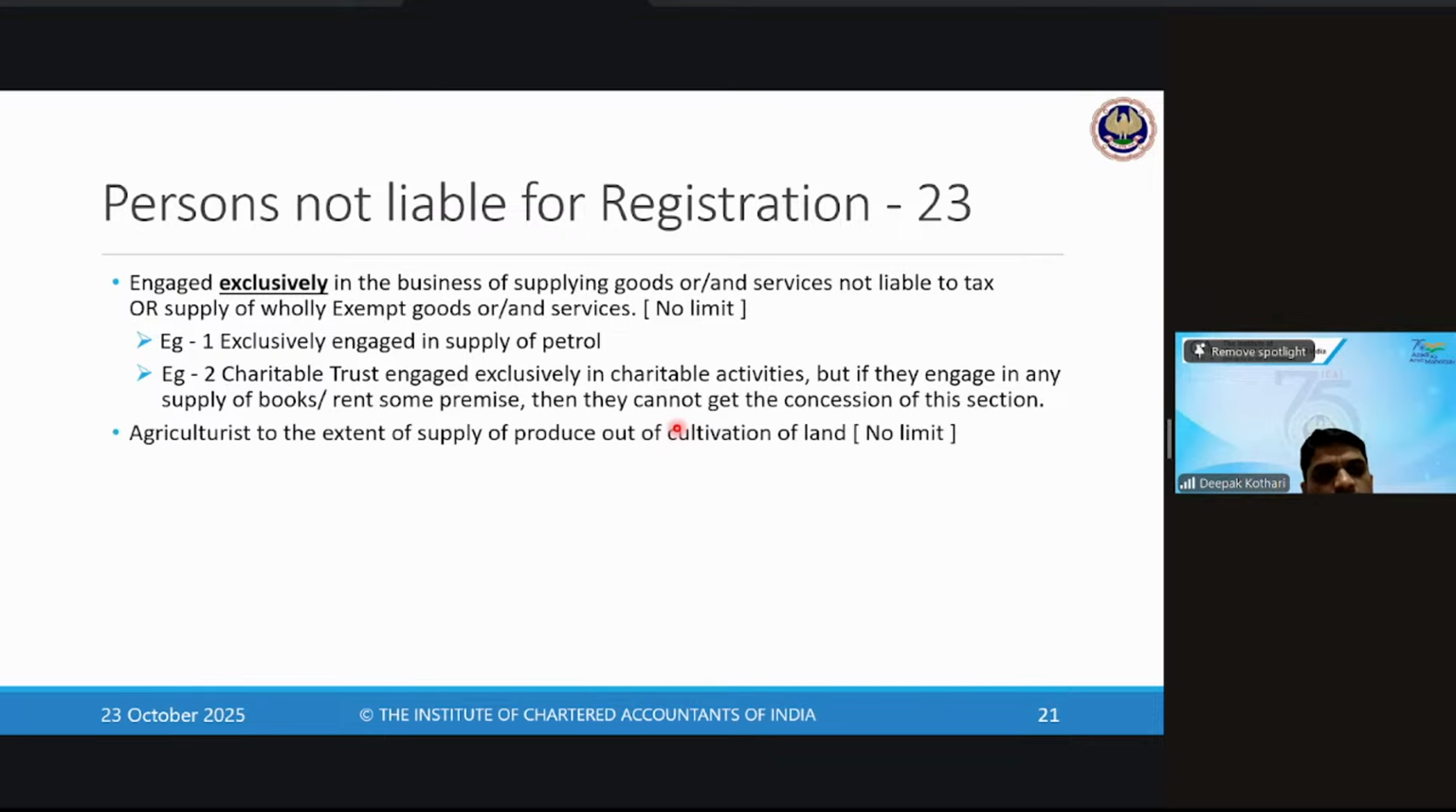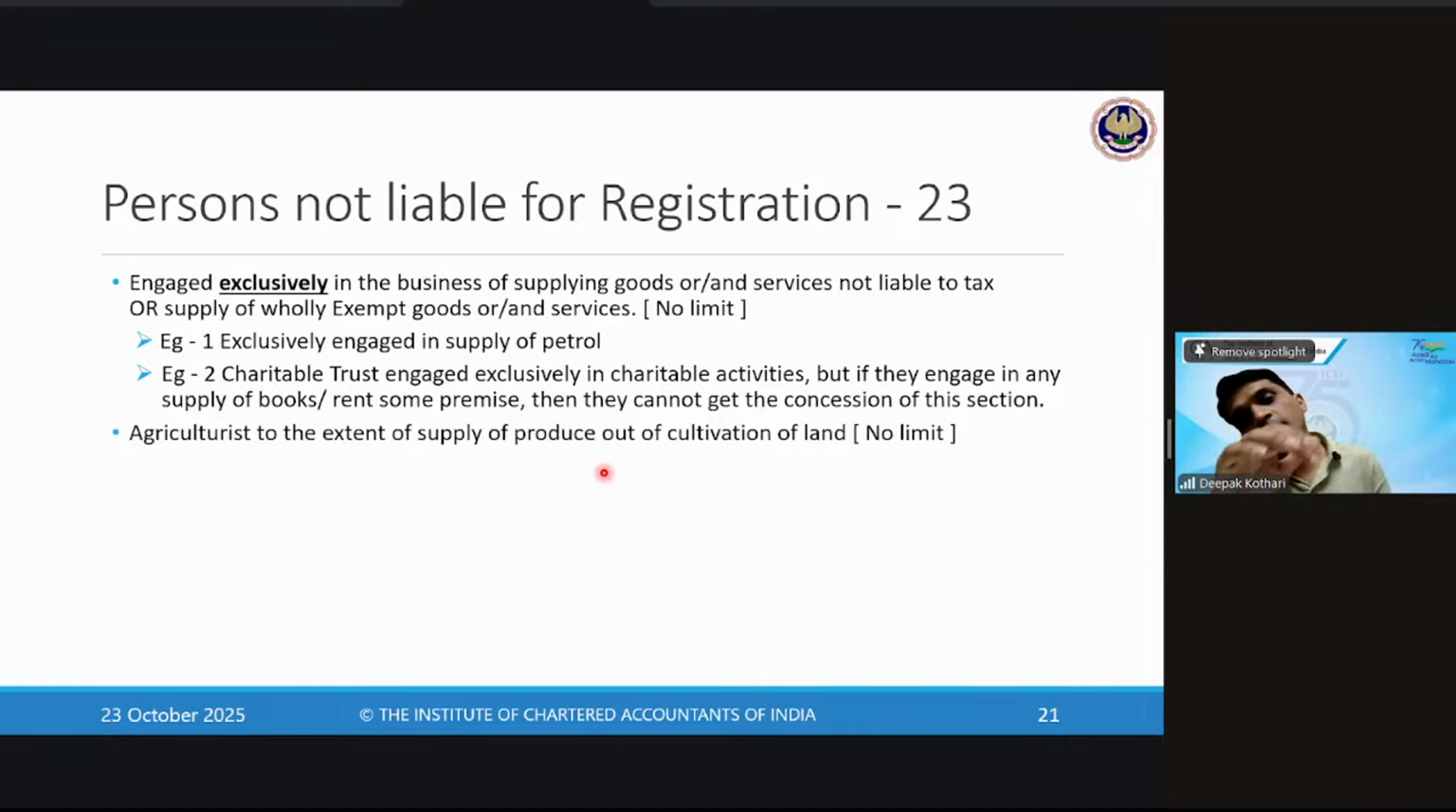Okay. Second category is agriculturist, to the extent of supply of produce out of cultivation of land. So an agriculturist who is supplying goods out of the cultivation of land, selling vegetables, selling fruits, whatever he is cultivating, is exempted. That's why an agriculturist also need not take registration. If you see the words here carefully, they are using two phrases: agriculturist, and to the extent of supply of produce.